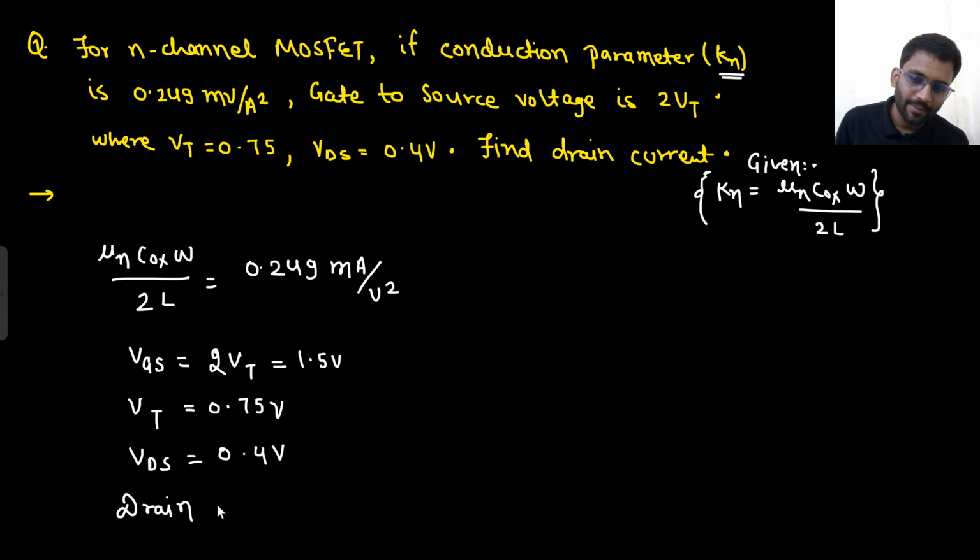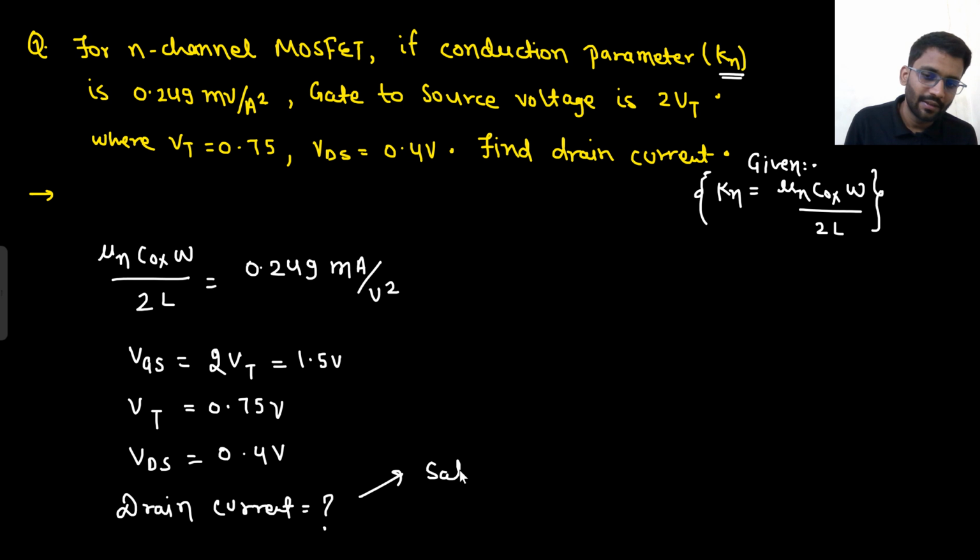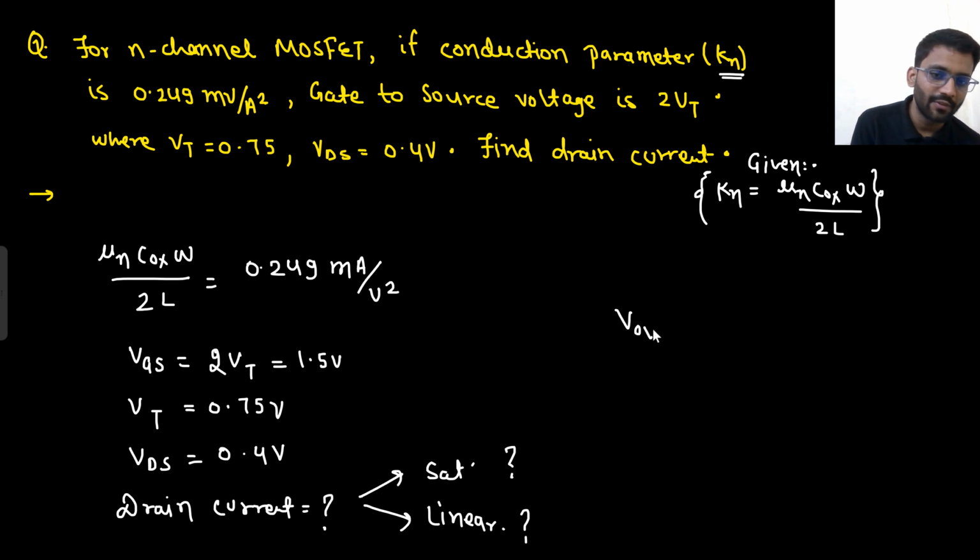So what will be your first step? The first step will be to determine the region of operation, whether it is in saturation or in linear. How will you determine it? You will determine it with the values of VDS, VGS and VT. So what is V overdrive? V overdrive is VGS minus VT, and that equals 0.75 volt here.